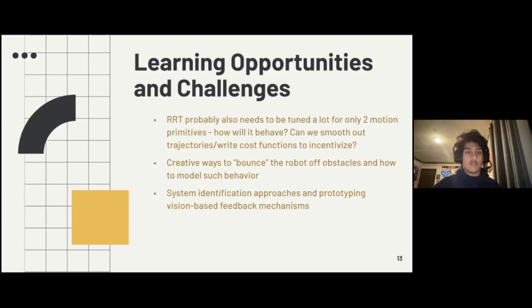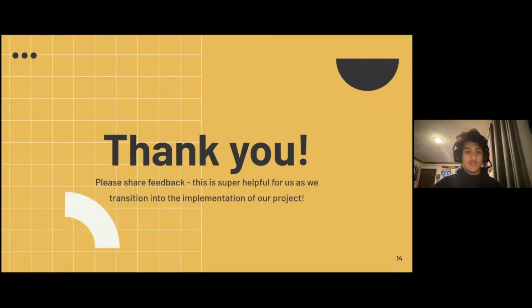So overall, a lot of experimentation and a lot of tuning will need to go into this project, especially to reach our goals. But overall, that kind of summarizes our project, and we would love to hear feedback, as it would be very helpful for us as we actually implement this, and hopefully can make it as easy and effective as possible. Thank you.